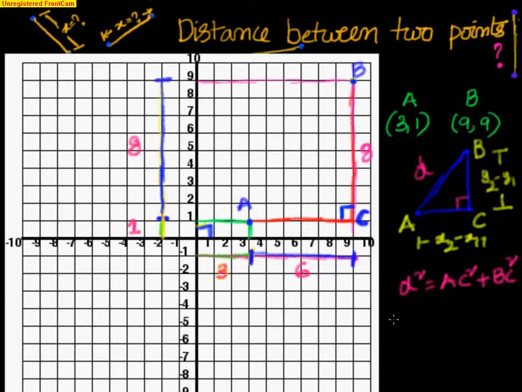So if we take this example, d square is equal to AC square, which is 6 square, plus BC square, which is 8 square. If you simplify that, it is equal to 100. So d is 10. Super. Now we are able to find the distance between 2 points. Let me just join this since we are able to achieve the task.